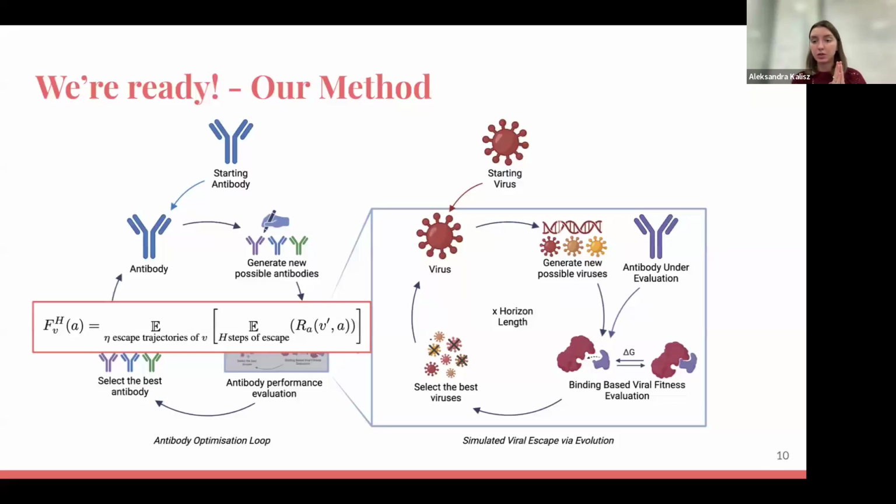But we want to model this long-term behavior against evolving viruses. So we're going to care about this payoff, but averaged over the escape trajectory of the virus. So that's the first expectation. And then averaged over many possible viral trajectories. That's the second expectation. That we're going to call the escape average fitness for the antibody.